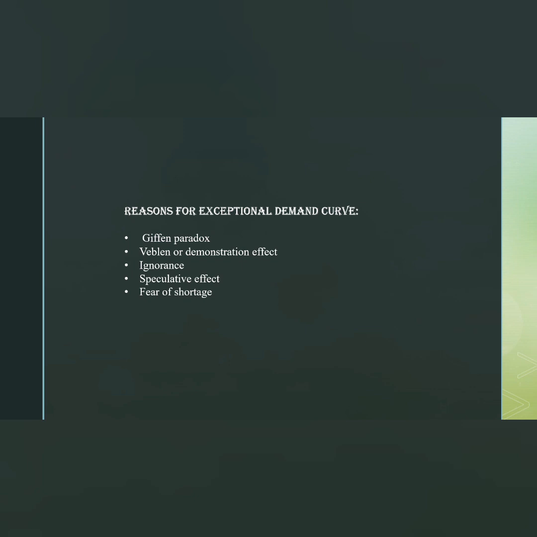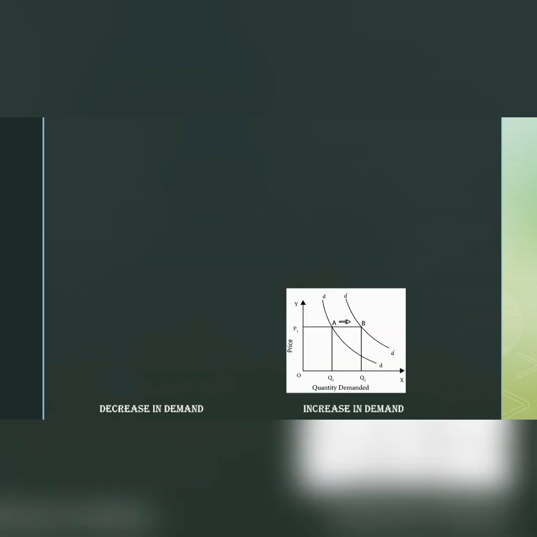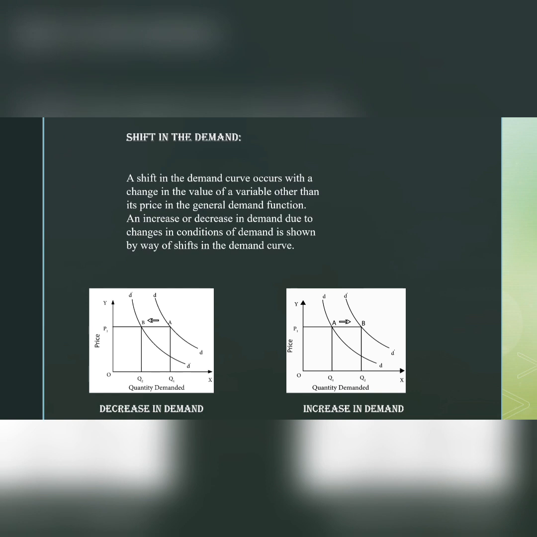Okay, let's see about the shift in the demand curve. A shift in the demand curve occurs with a change in the value of a variable other than price in the general demand function. An increase or decrease in demand due to changes in conditions of demand is shown by way of a shift in the demand curve.